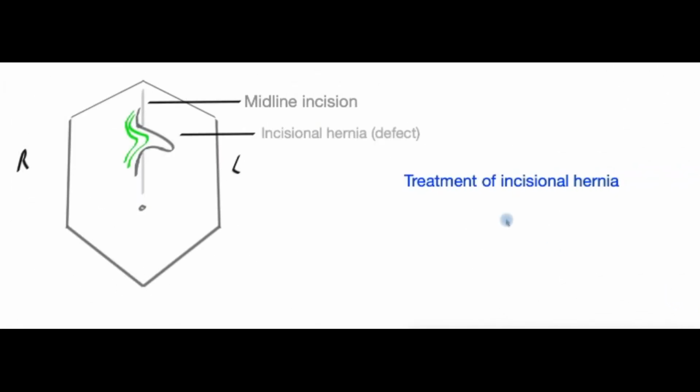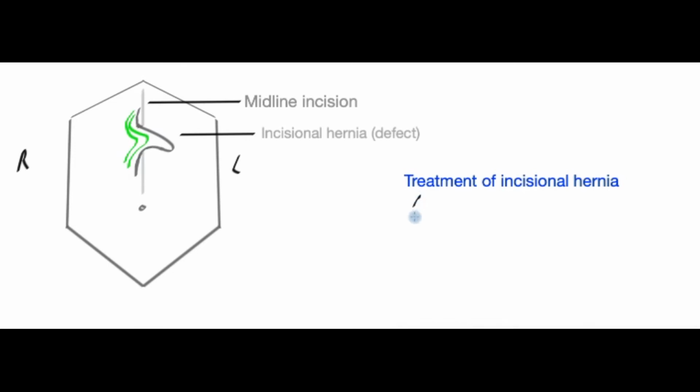Incisional hernias are treated by way of an operation. It requires surgery. You can palliate the symptoms by wearing a belt of some description that puts pressure on the hernia, but that's not a permanent solution. In general, incisional hernias are best treated in a specialist center, and the type of anesthetic is general anesthesia.